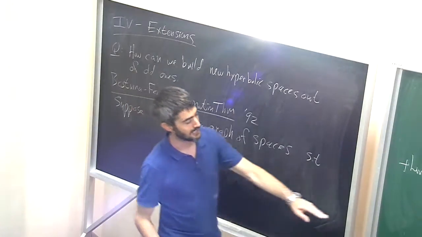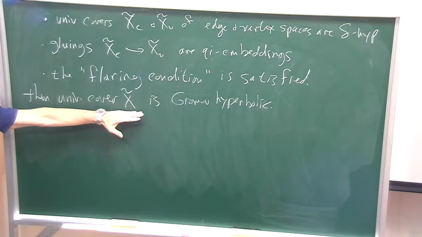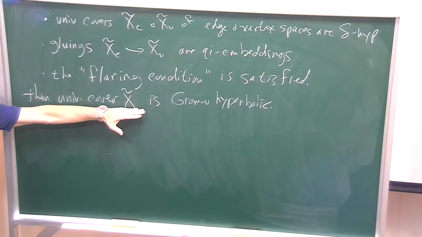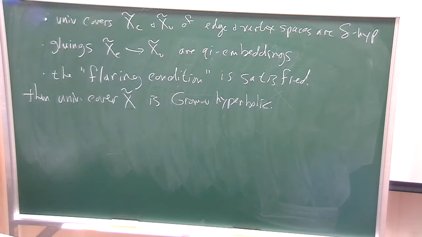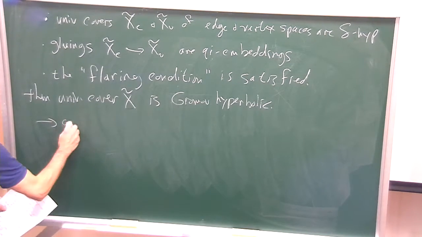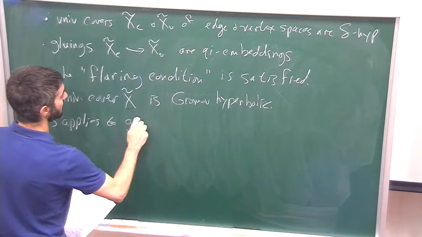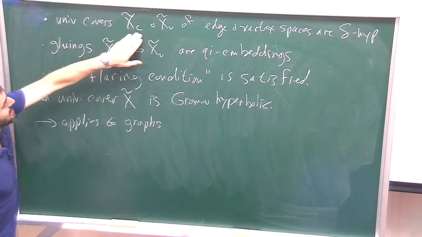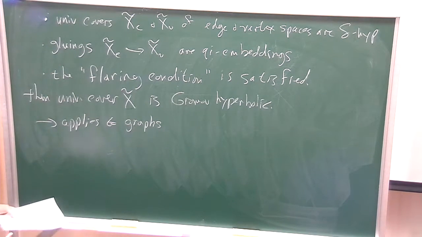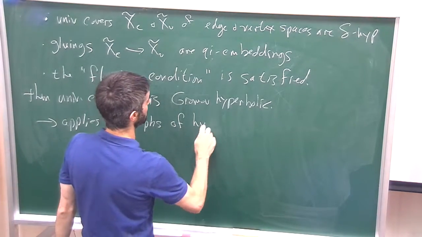So you should think, if I have a graph of groups, this is like the universe. This is like the Cayley 2-complex for that graph of groups. Okay, so this is really applying to graphs of groups. And this first condition, that the vertex and edge spaces will be hyperbolic, just means the groups themselves are hyperbolic. So this applies to graphs of hyperbolic groups.